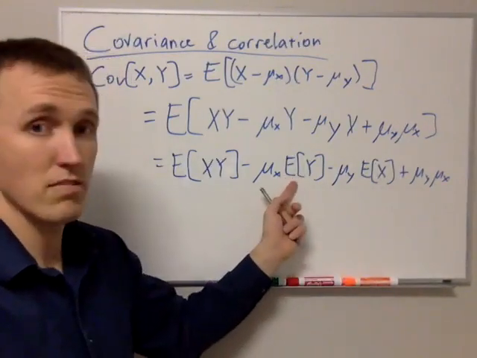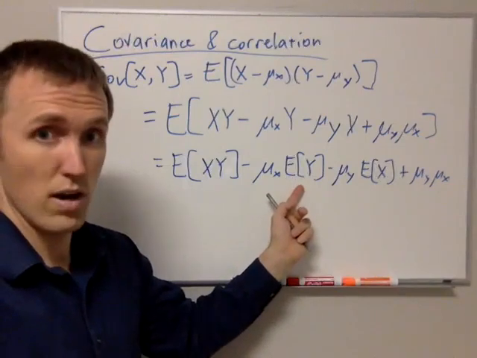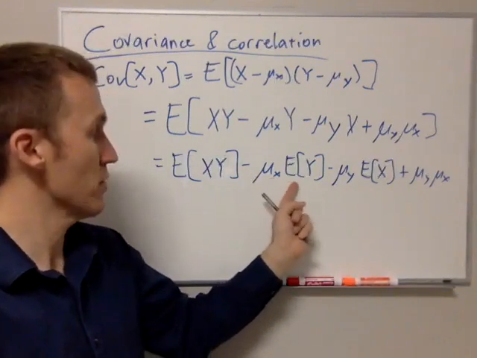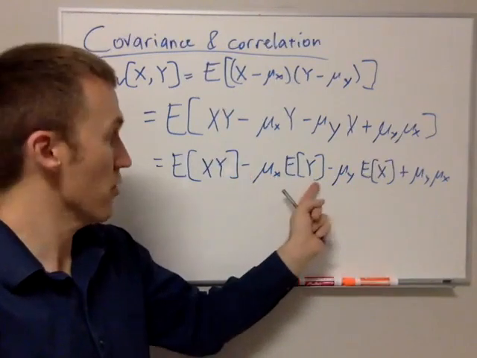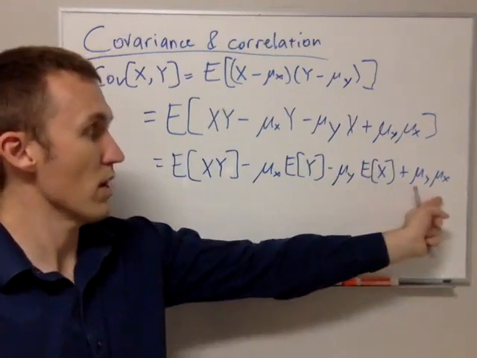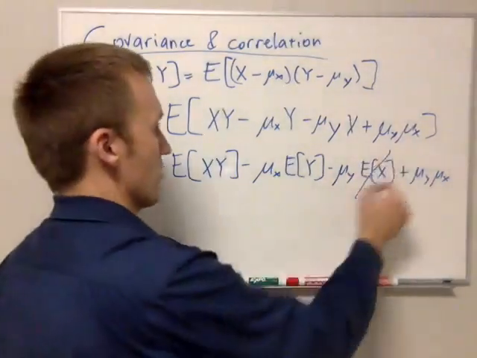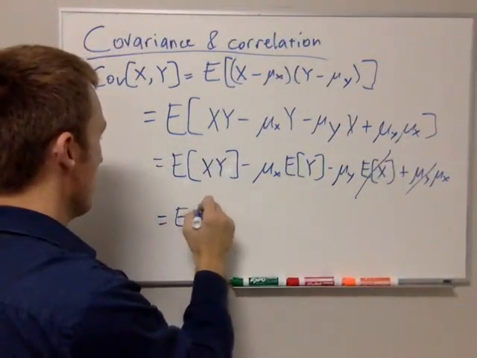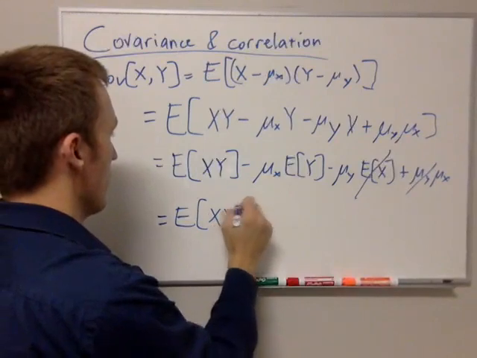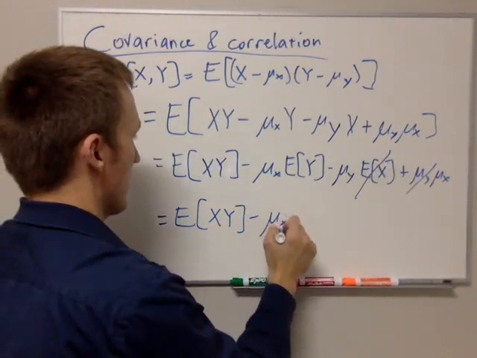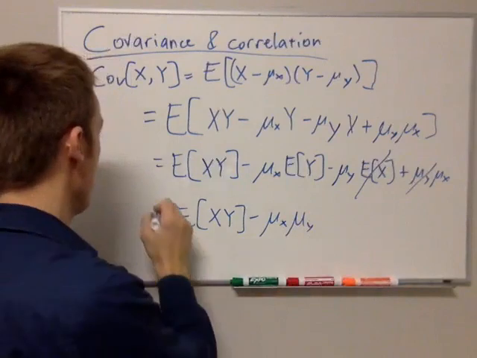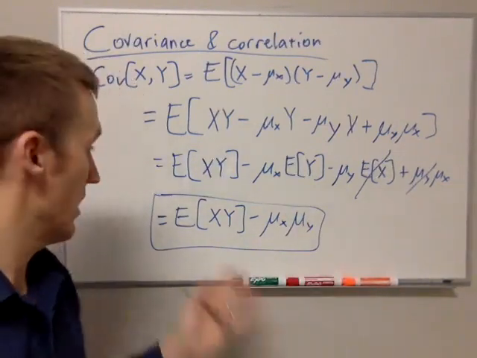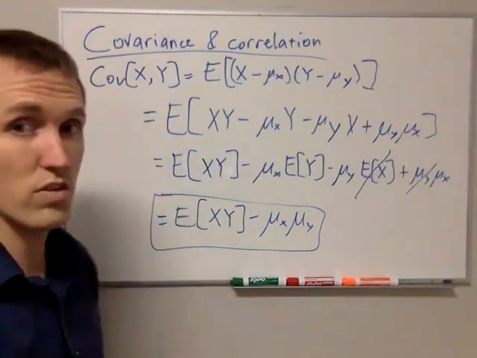So now we note that the expected value of y is just mu y, the expected value of x is just mu x. So we've got minus 2 mu x mu y, minus mu x mu y, minus mu y mu x, plus mu y mu x. So one of these is going to cancel out, and then we'll just be left with the expectation of x times y minus mu x mu y. So that's another way to write the covariance of x and y.